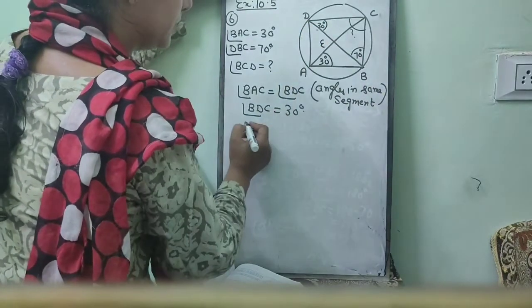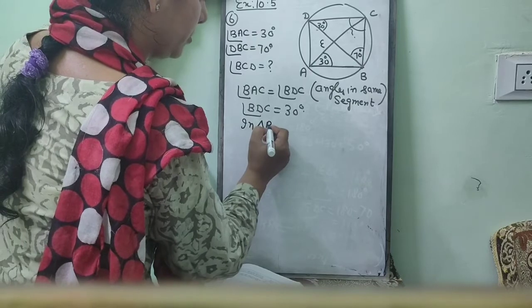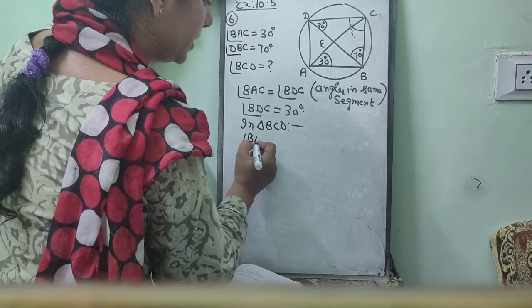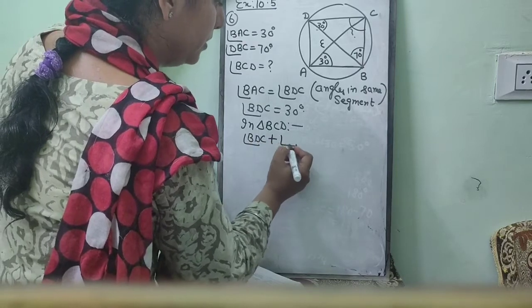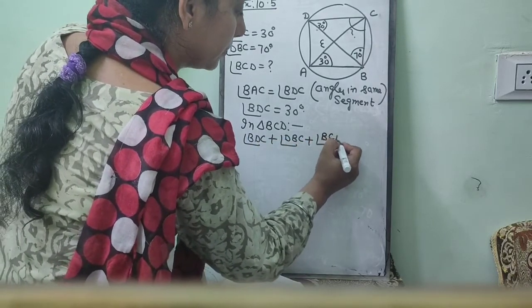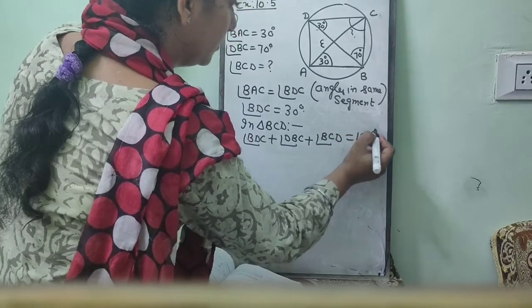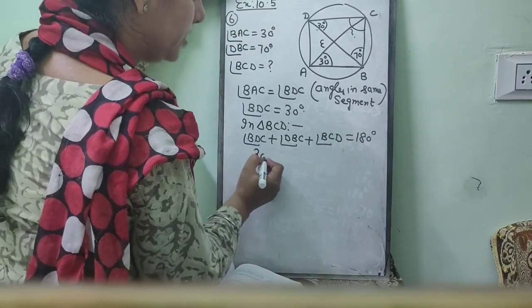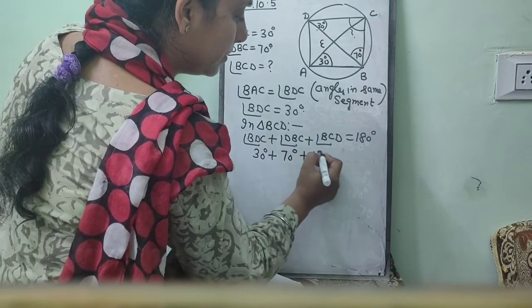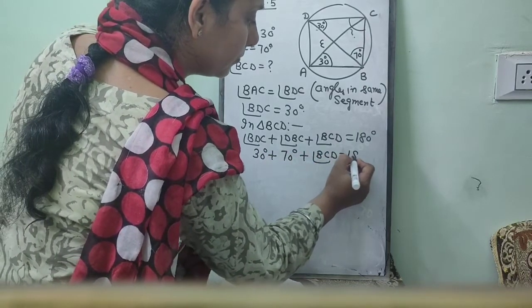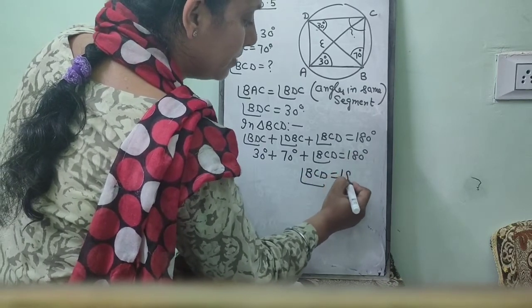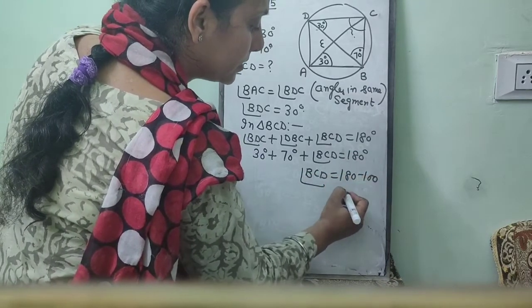In triangle BCD, you have three angles. One is BDC, then DBC, then BCD. All add up to 180. BDC is 30, DBC is 70. What will be the measure of BCD? BCD is 180 minus 100, that is 80 degrees.